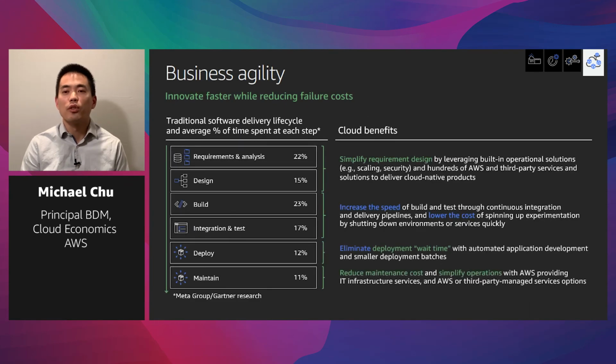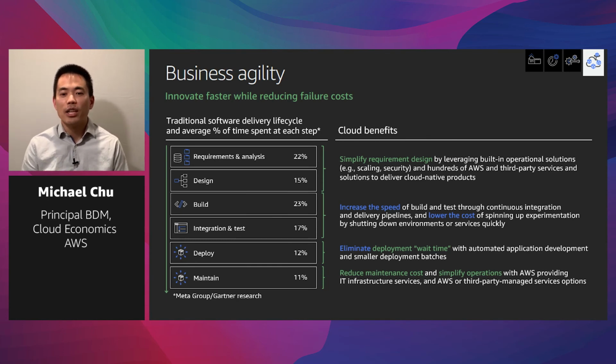Traditionally, the software delivery lifecycle goes through 6 major stages. On the chart, we've also labeled the typical percent of time at each step. AWS's built-in security and scalability, third-party services, as well as the ability to deliver cloud-native products greatly simplifies requirements design and reduces the resources required in the first 2 steps.